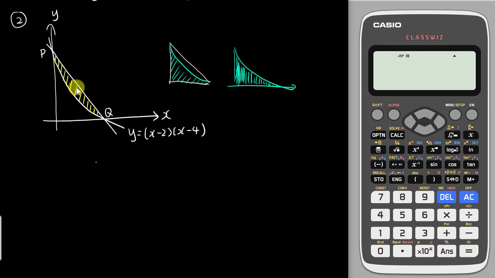In order to get the yellow color part, you need to use a triangle to minus the area under the curve, which is the green color. Okay, so let's do it manually. Alright, first thing is I want to find the area of the triangle. I kind of need to know the coordinates P and Q. P is the y-intercept, Q is the x-intercept.